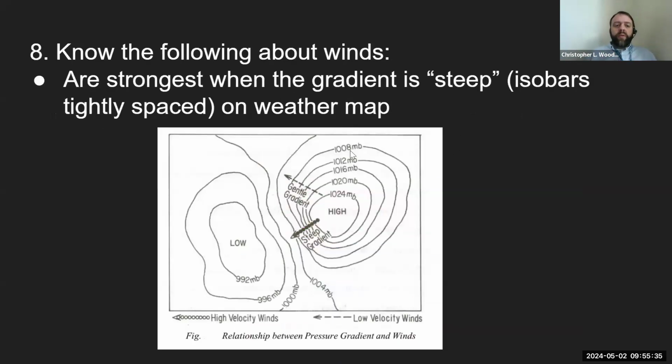Now the following about winds. They are the strongest when the gradient is steep or tightly spaced. So here is just a nice representation of isobars marking areas of equal pressure. When you have, and it doesn't matter if it's high or low pressure, but when you have isobars that are very close together, it has a steep gradient. In other words, the air pressure is changing very rapidly in a shorter space. That's going to increase your wind speed. Whereas a gentle gradient, where the isobars are more spaced out, lower wind speeds, just like topographic maps.